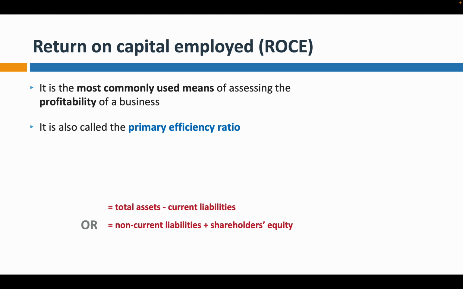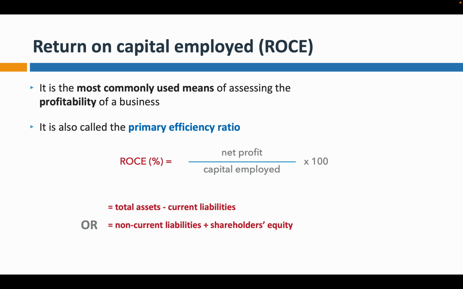Now, why is this one used primarily? Because it actually looks at net profit, which already has all the costs deducted from it. So it has the cost of sales and overhead costs deducted from it. But it looks at it from the point of view of how much capital we have employed in the business. So it's net profit divided by capital employed times 100.